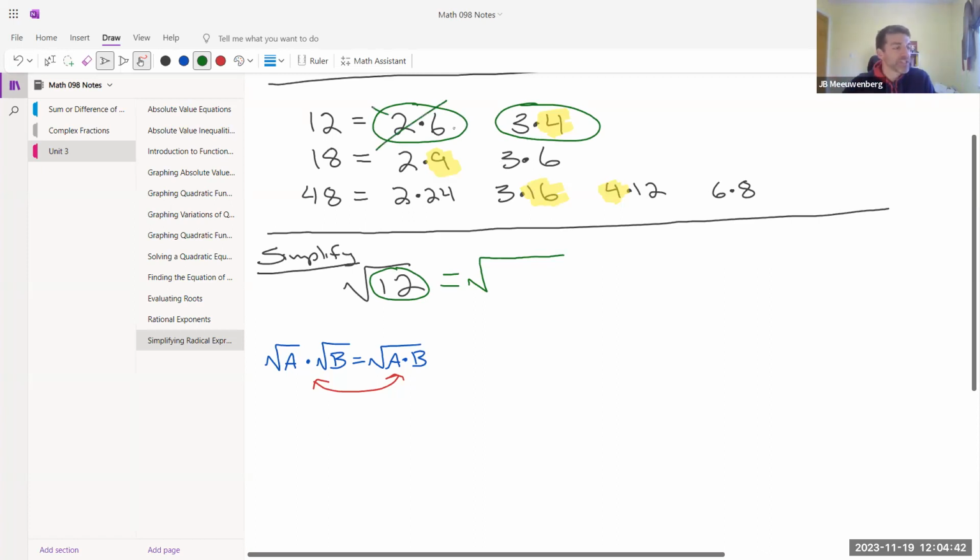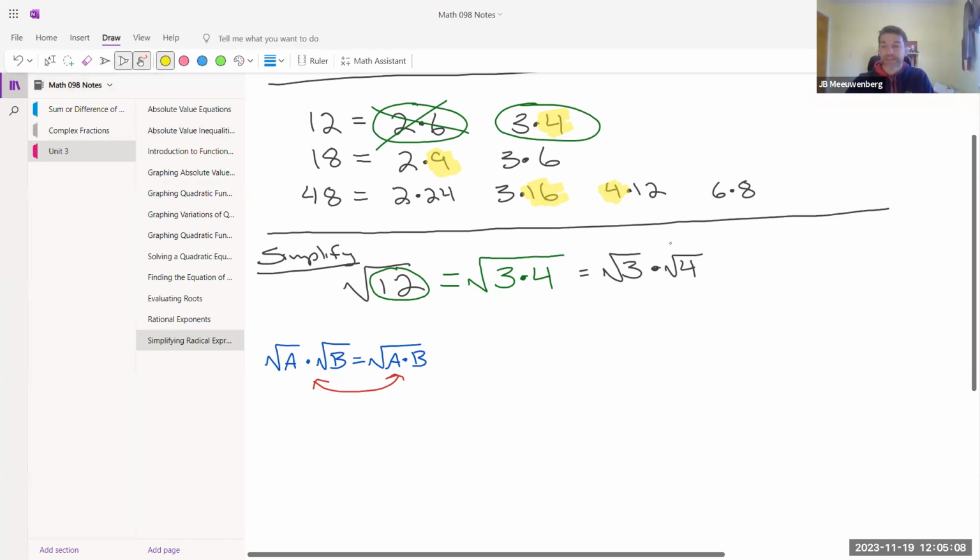So we're not going to use this one. We're going to use this one. We're going to write this as 3 times 4. Okay? Then we treat it like this. We rewrite it again as the square root of 3 times the square root of 4. So we separate it into two individual radicals.